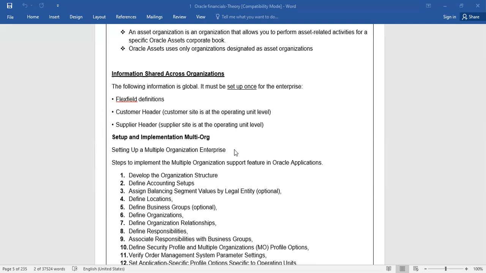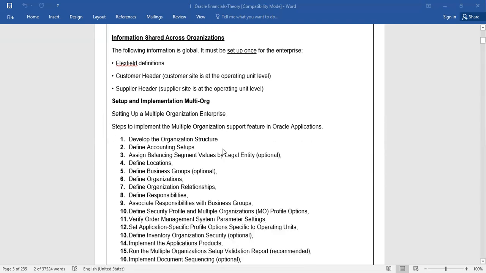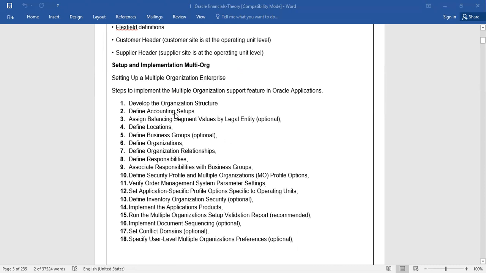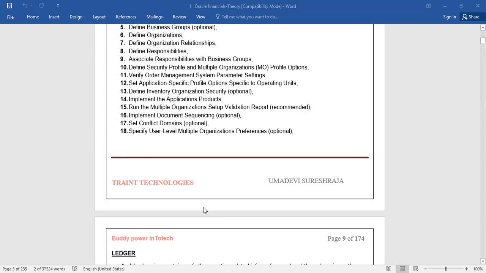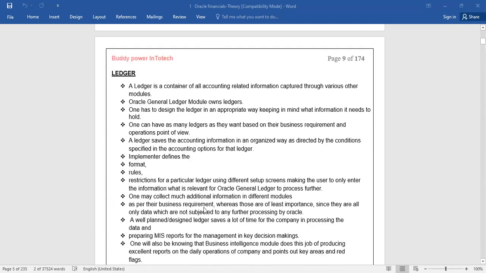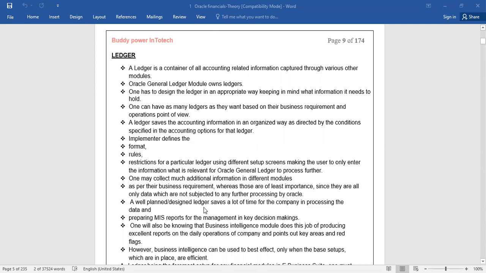Master will be Chakra. To set up, you have already seen how to set the organization, accounting setup, balancing segment, location, business group, responsibility, and all. Okay. So these are the steps they have given as a setup. So what you understand theoretically is how the ledger is, and how consultants can plan to implement it.